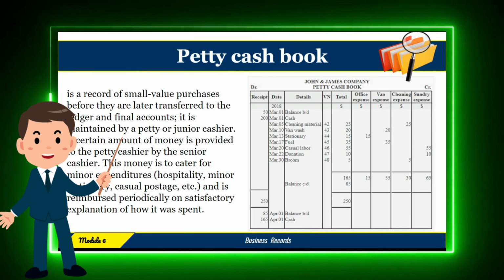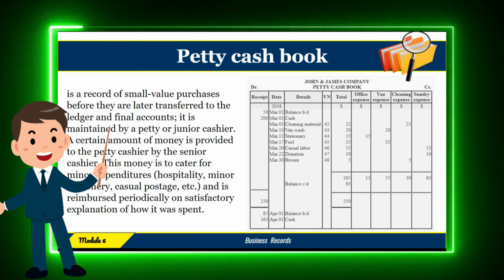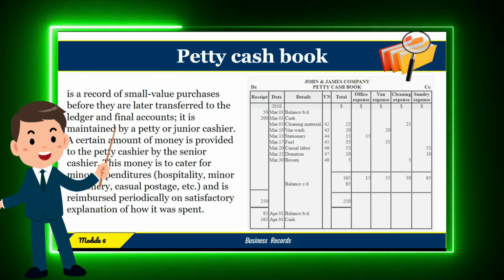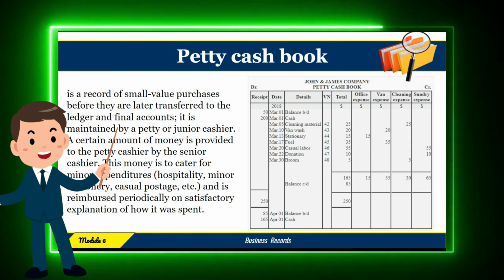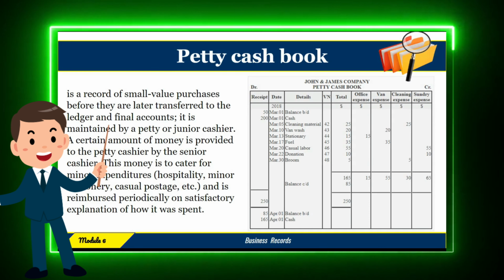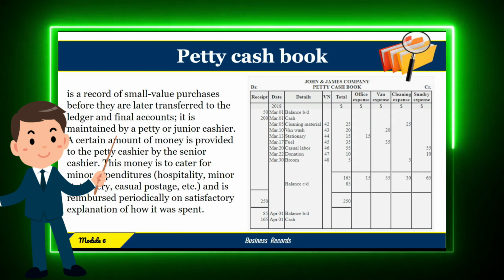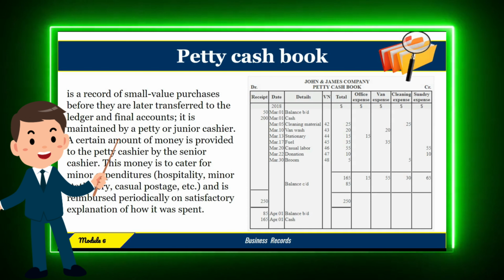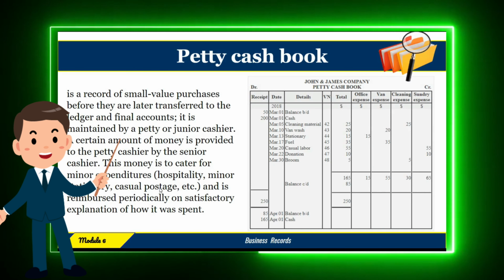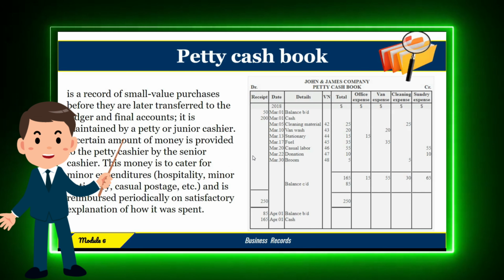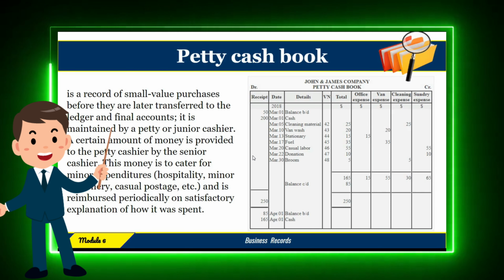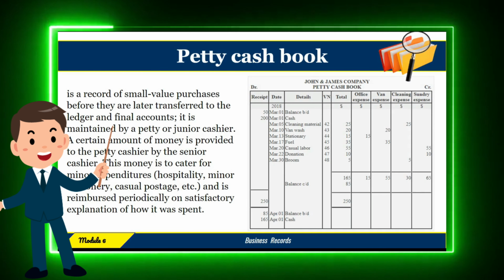Okay, so this money is to cater for minor expenditures such as hospitality, minor stationery, casual footage, etc. And it's reimbursed periodically on satisfactory explanation of how it was spent. Okay, so we have here the example of a petty cash book. A certain amount of money is provided to the petty cashier by a senior cashier.